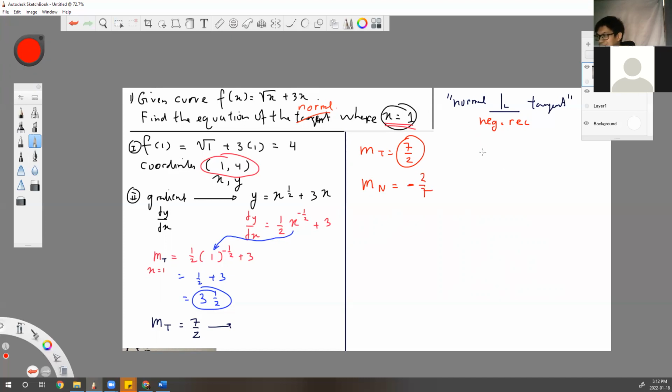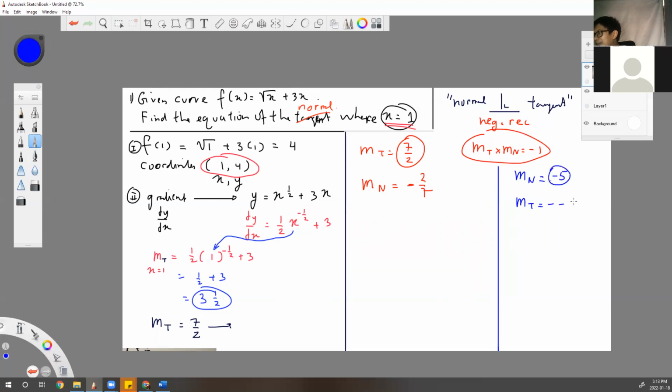Understand? That's the way I think. Some teachers might say mt times mn equals -1. I don't think this is necessary. It just wastes your time. Just switch and negate. For example, if I have mn equals -5, what is mt? Negative reciprocal, right? Negative becomes positive: negative of -1/5, or negative of 1/-5, which is 1/5. Get the idea, Vicky?